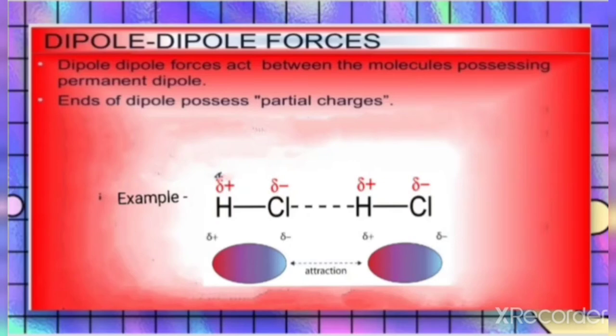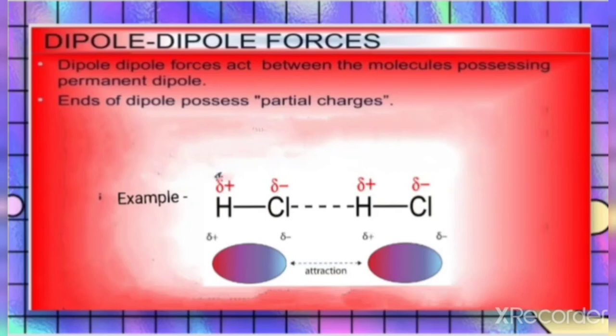In the case of HCl, there is a partial positive end and a partial negative end. So there are two poles in these polar molecules, and so these molecules have a permanent dipole. This type of force exists between two dipoles, this is a dipole, this is a dipole. So this force exists between the two dipoles, therefore it is called dipole-dipole forces.